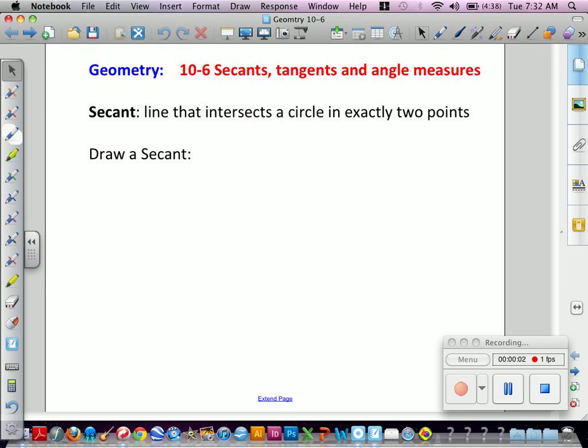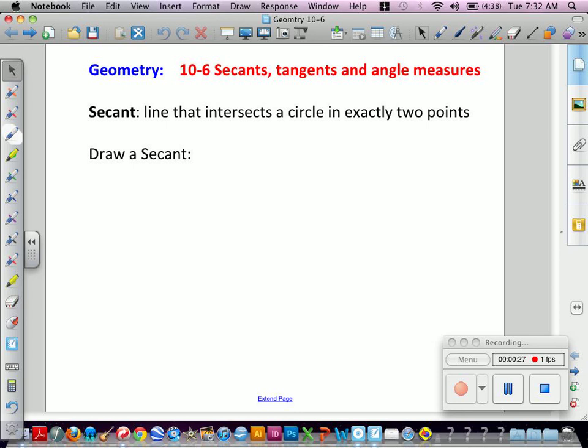Hello, geometry students. So far in Chapter 10, we have been studying circles and we have learned central angles, we have learned inscribed angles, and we have talked about tangent lines. In Section 10-6, we're going to talk about secant lines, tangent lines, and the angle measures that they create.